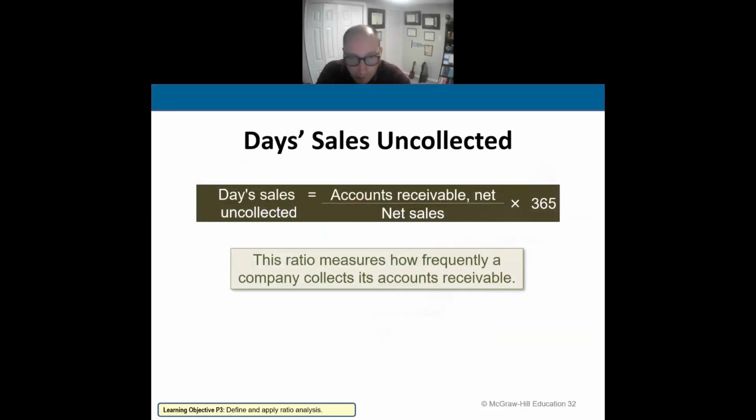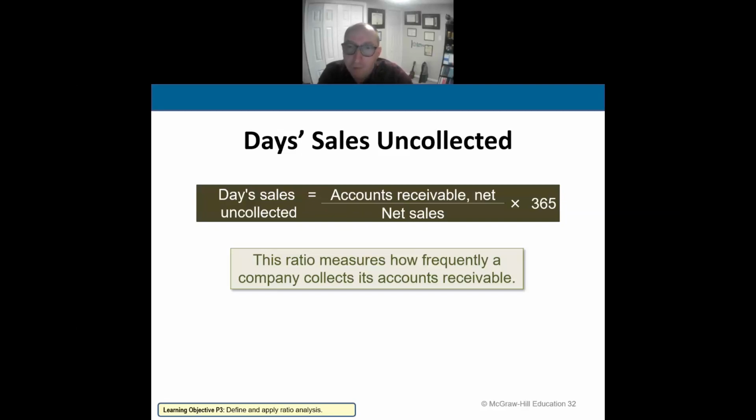Day sales uncollected. Oh my goodness, let me tell you, I don't like when I can't collect from my customers. Drives me crazy. I gotta get paid. The company needs money. I gotta invest the money. Day sales uncollected tells me how quickly I'm collecting my accounts receivable. How many days on average am I collecting my receivables?